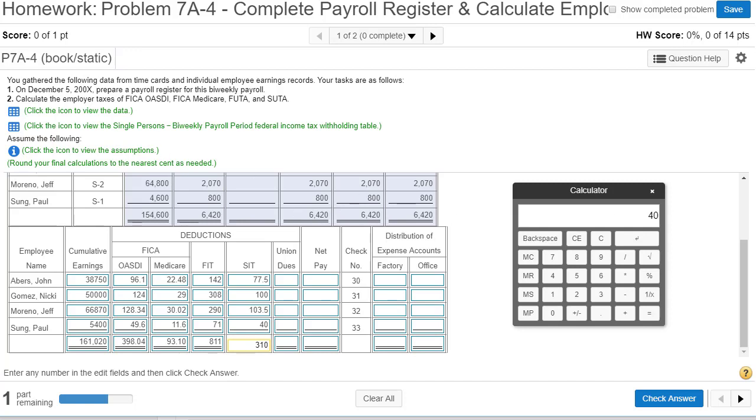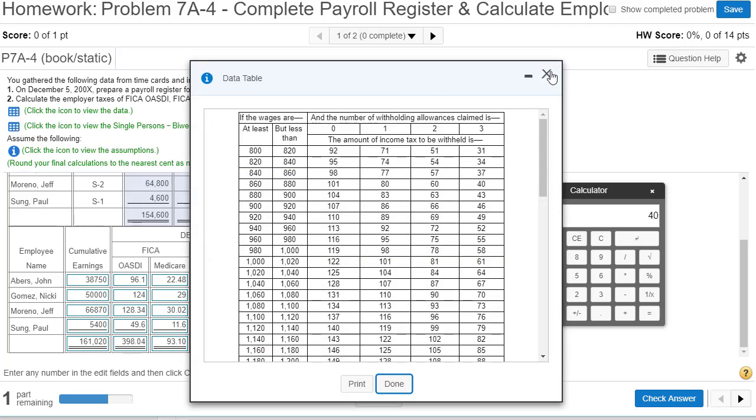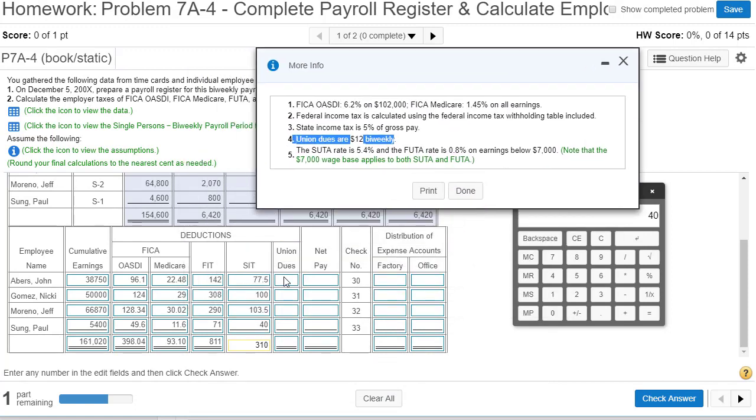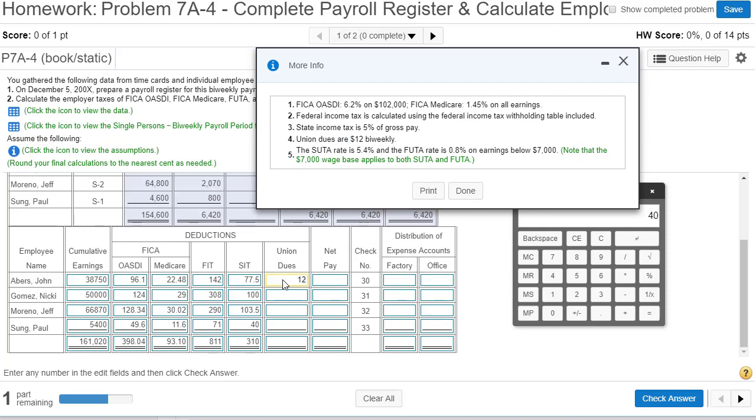Union dues. This sounds like it's going to be easy. Wrong table. Union dues, $12 biweekly. Hit my down arrow, 12. 12 times 4 is 48.